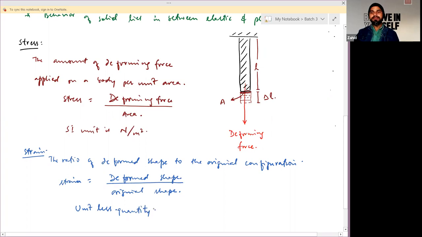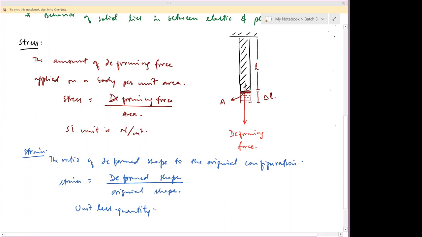Abhinav, is it clear? Yes, sir. Okay, just write it down.